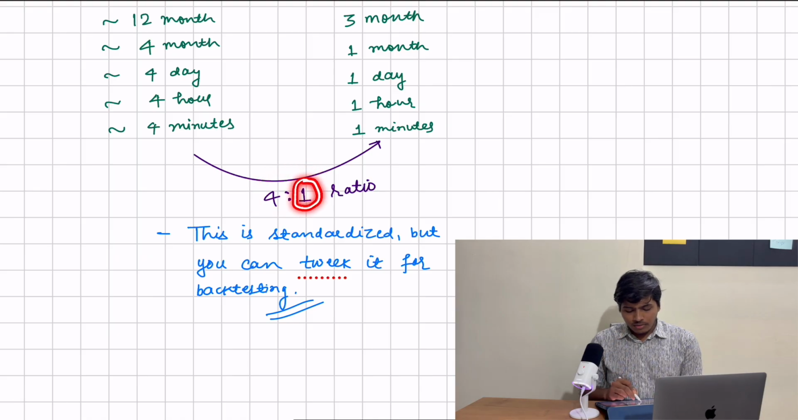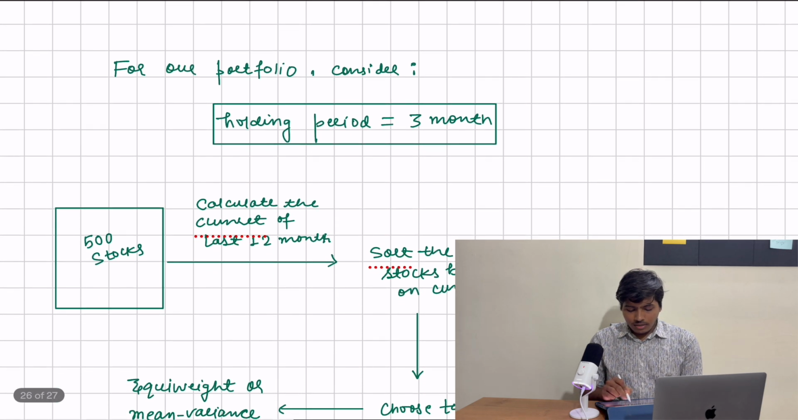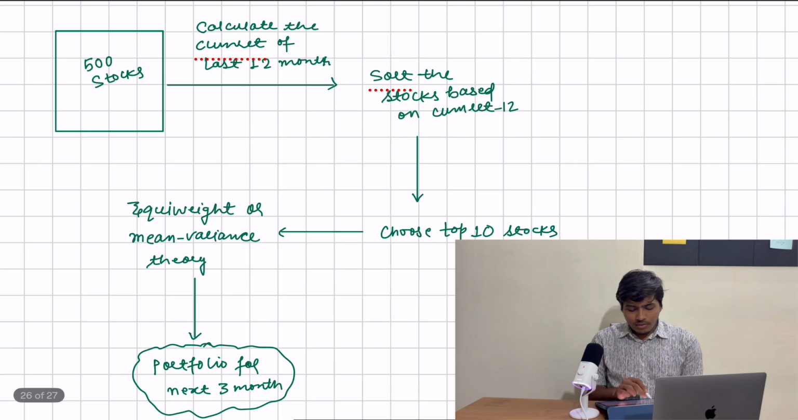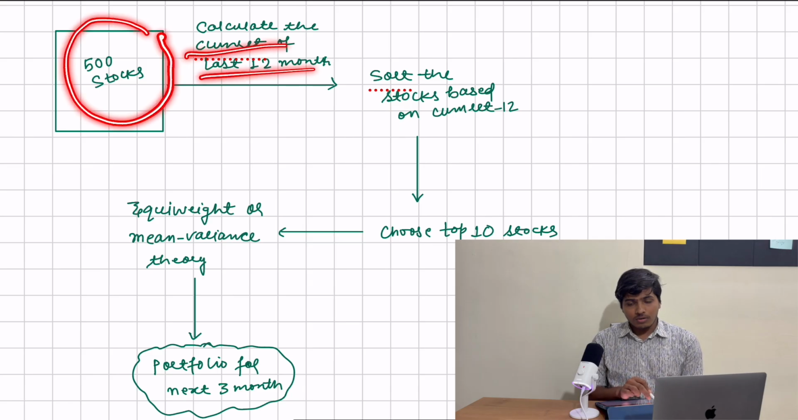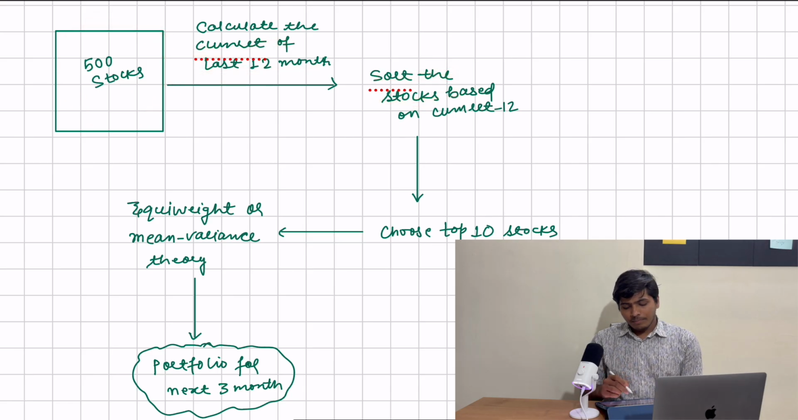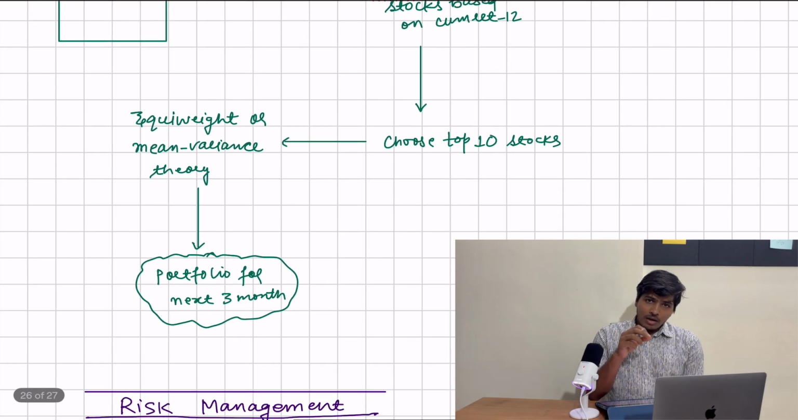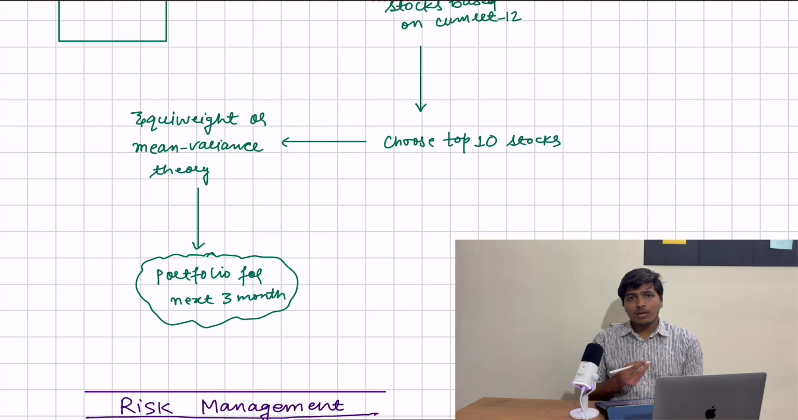If the holding period is 1 month, then we have to see the performance of the last 4 months. So here in this case I have a holding period of 3 months, so I will see the performance of the last 12 months. Once I calculate the cumulative return of all the 500 stocks, I will sort the stocks based on cumulative 12 and then choose the top 10 stocks which have the highest cumulative return, and then I will make a portfolio using equal weight or mean variance theory.